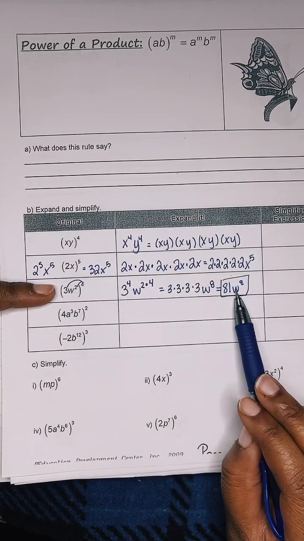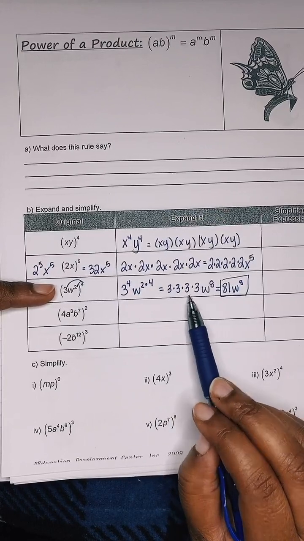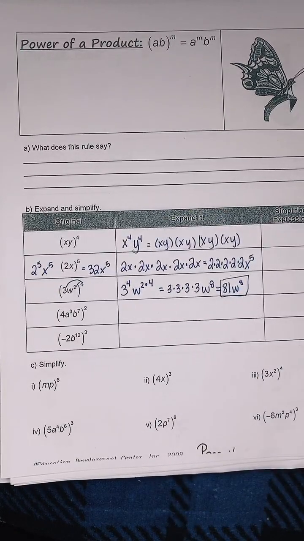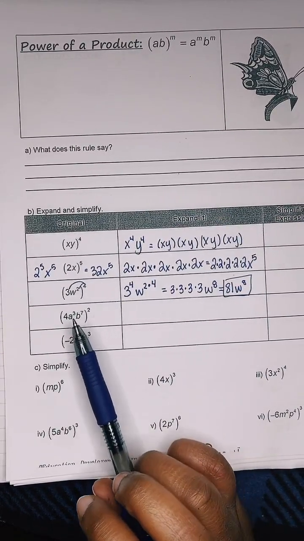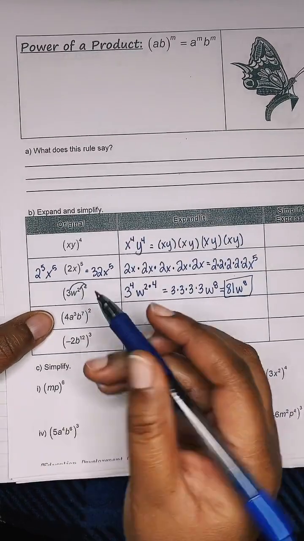And so we get 81 W to the 8th, because 3 times 3 is 9, and 9 times 9 is 81. And the other one is 16 A to the 6. Perfect. So now let's go to this one.